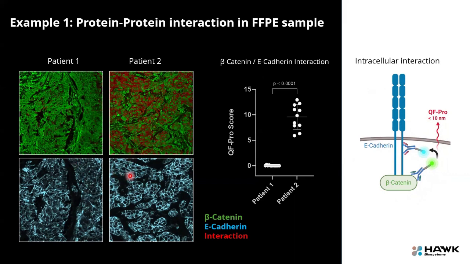As you can see, both patients express both beta-catenin and E-cadherin, but only patient number 2, where we see these red pixels, is where the two proteins are actually interacting. And where our real strength lies is in the quantitative value. If we were to overlay patient number 1 images and merge them, we would imply, okay, they're co-localizing, but actually they are not interacting, and this is very important.